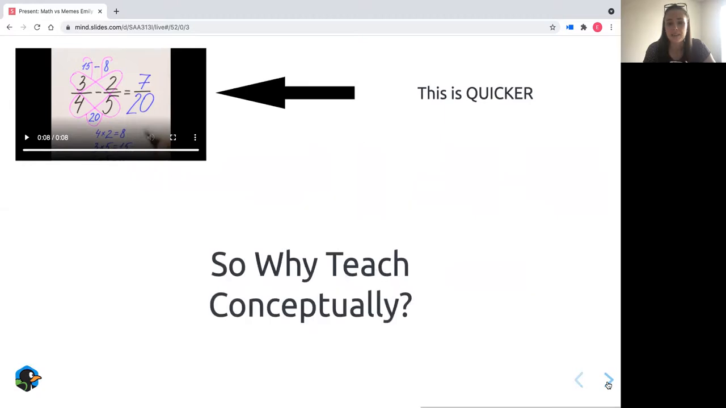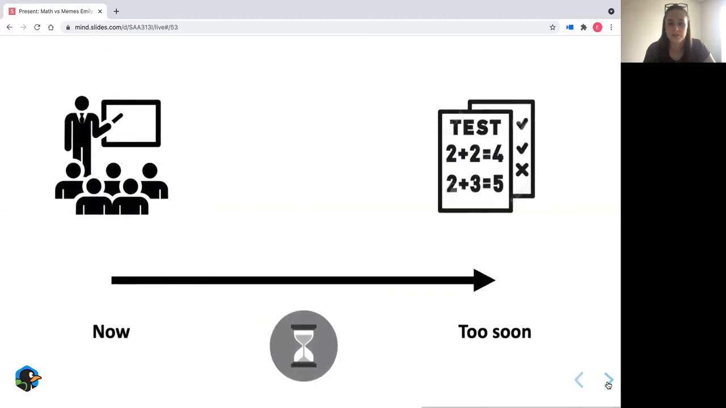So why don't we teach conceptually? Well, when we think about it, whatever we're teaching now, the time between the tests that we have is too soon.